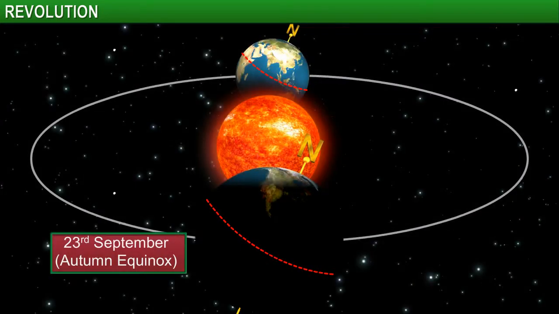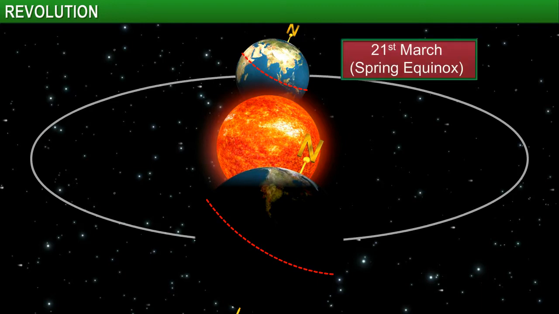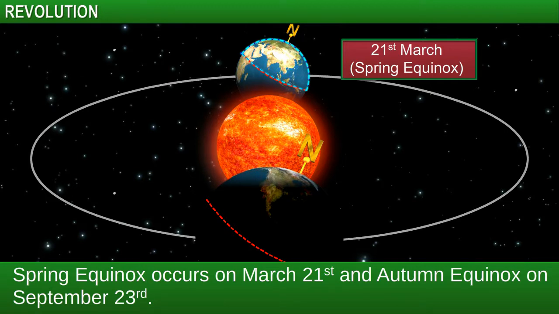On September 23rd, it is autumn season in the Northern Hemisphere and spring in the Southern Hemisphere. The opposite is the case on March 21st, when it is spring in the Northern Hemisphere and autumn in the Southern Hemisphere.